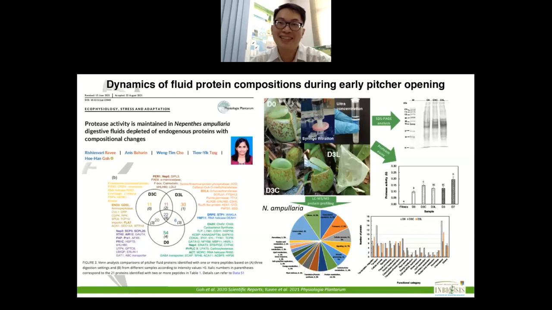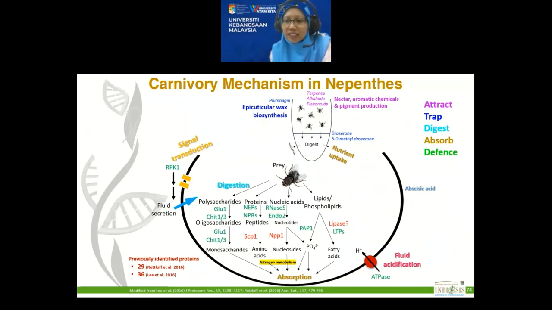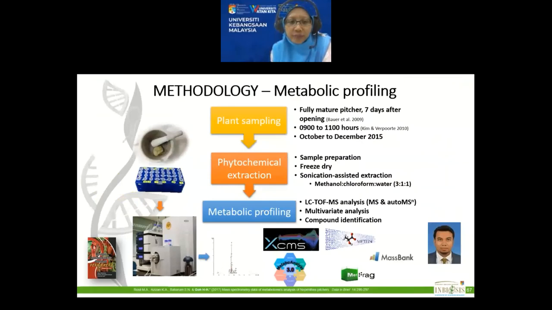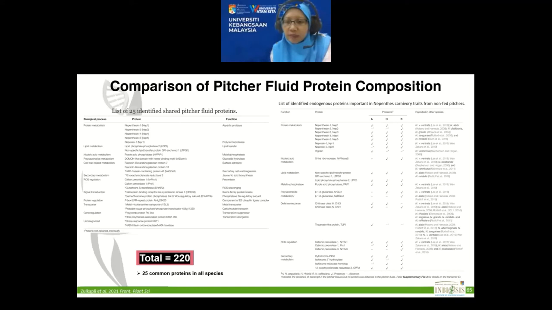Okay, we have questions coming in. He asked whether Neposin is available in Nepenthes hookeriana, the hybrid. Yes, you can see in the table, Neposin is actually present in the hybrid. So how heat stable is this Neposin actually? How heat stable? I would expect it to be as stable as the external environment.